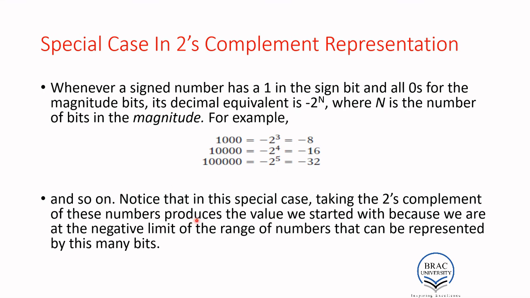Notice that it is a special case. Taking the 2's complement of this number produces the value we started with, because we are at the negative limit of the range of numbers that can be represented by these bits.